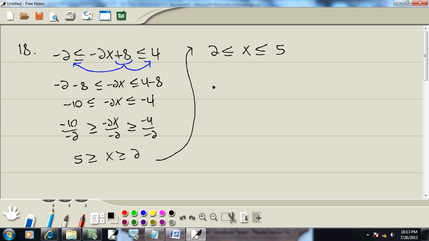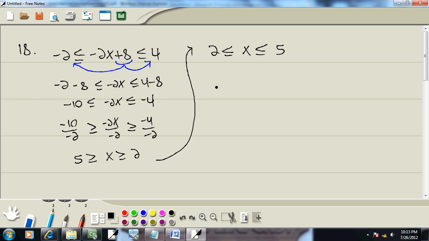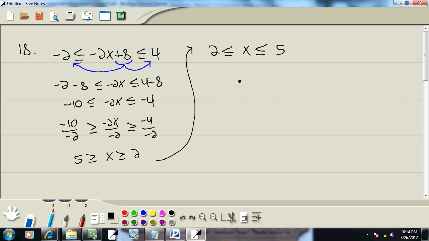Now let's see what kind of form they want to answer. Oh, that's the form they want. So 2 and 5 would be B as in Bill. That's your answer.